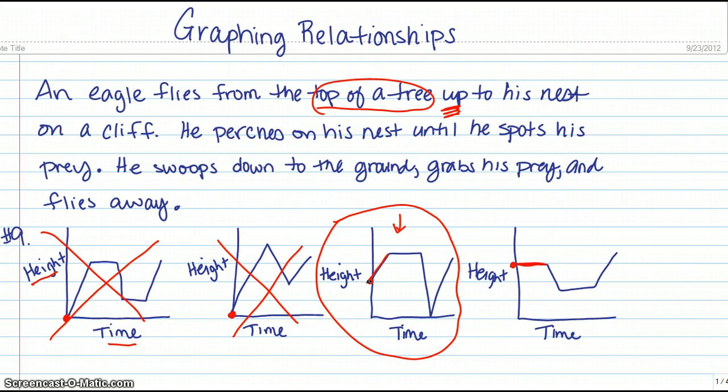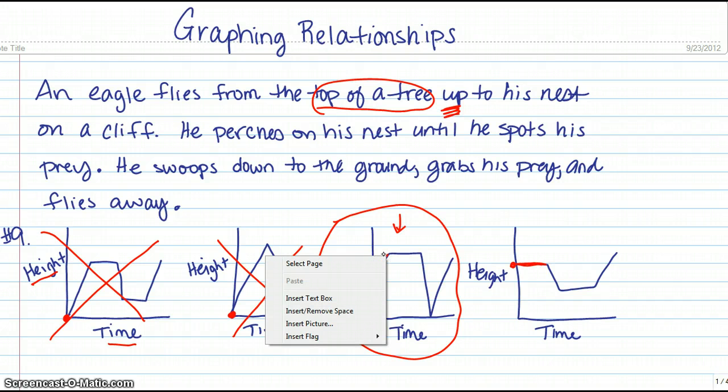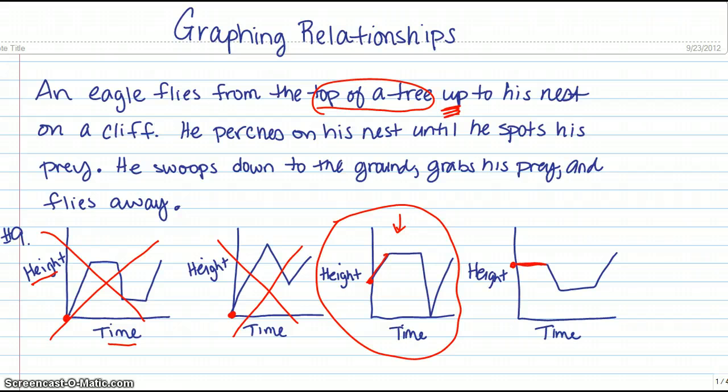So, reading again, the eagle flies from the top of a tree up to his nest. Then he perches on his nest. Perching meaning that he stays at his nest for a certain period of time, so his height does not change until he spots his prey. He swoops down to the ground and grabs his prey and then flies away. That graph is a beautiful graph for this situation. So hopefully you're able to look at graphs and determine which one would match.